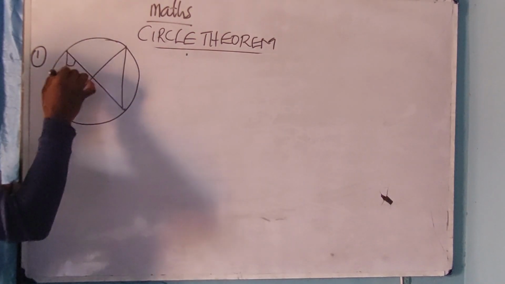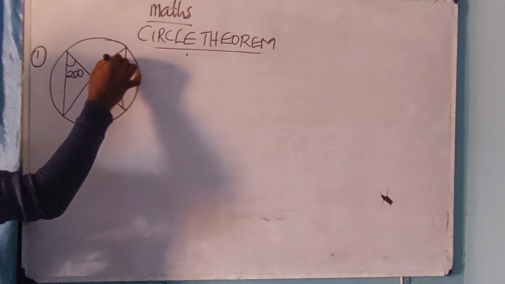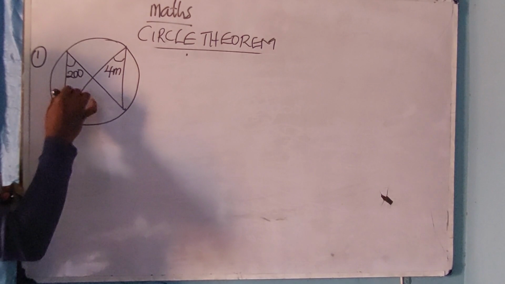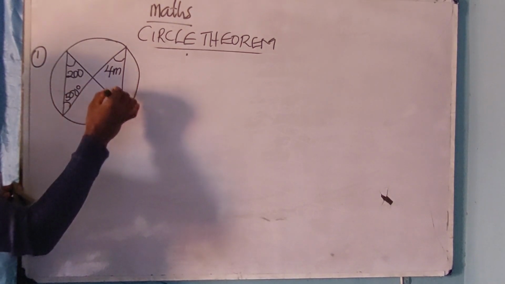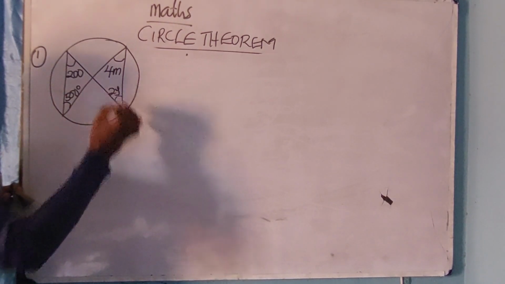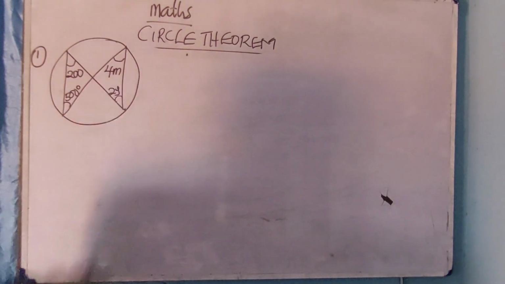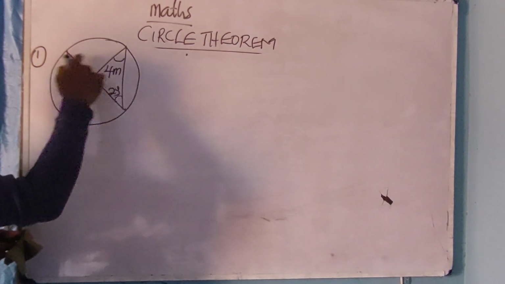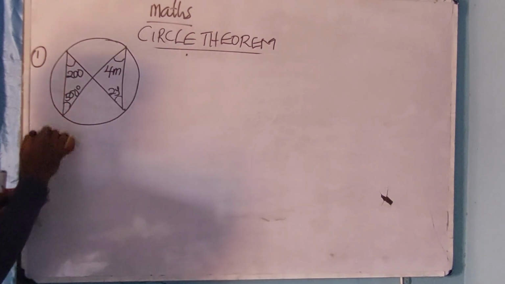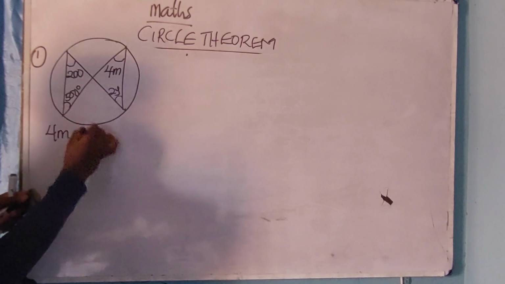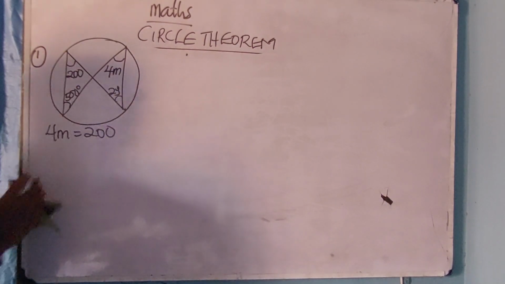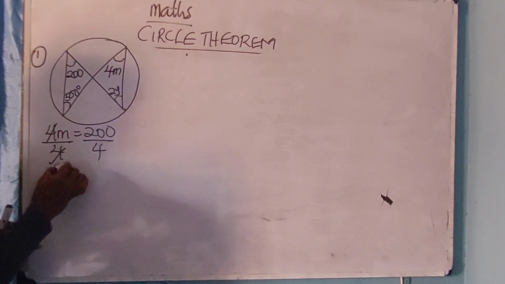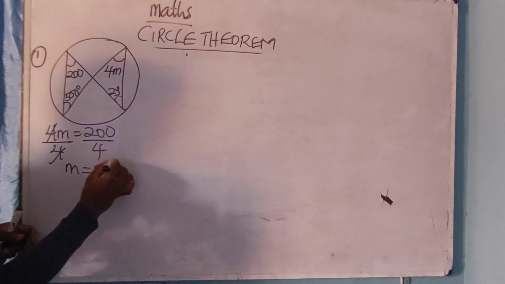Here I have maybe 200. Then I have 4m. I have 500. Then here I have 2y. Now, how do we look for the value of m and that of y? Angles at the same segment are equal, all right? Which means that 4m equals 200. Angles at the same segment are equal. Therefore, divide both sides by 4. m equals 50 degrees.